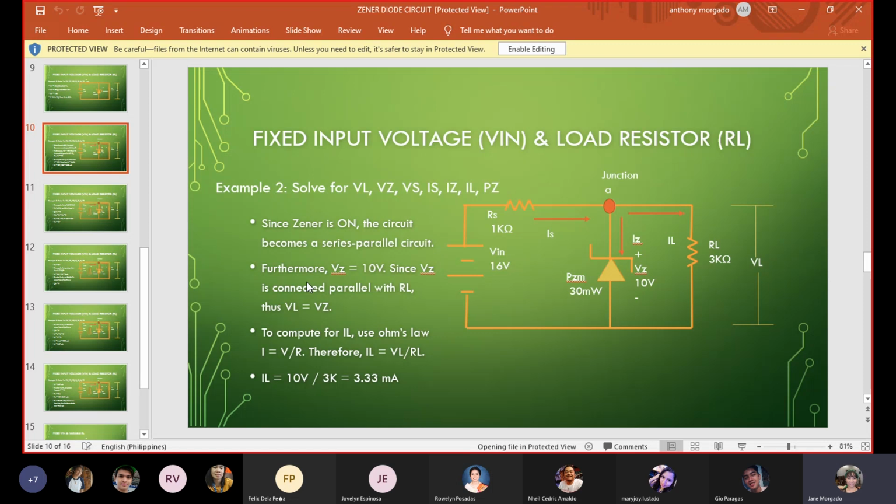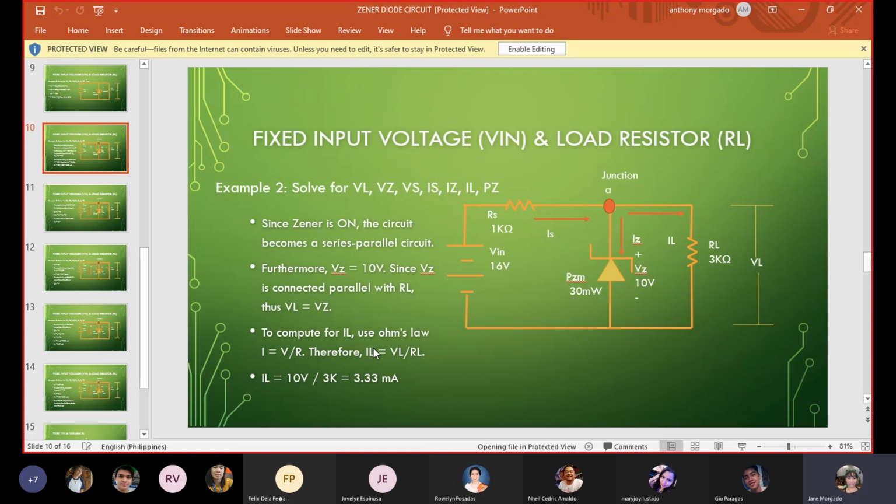Furthermore, VZ is equal to 10 volts since VZ is connected in parallel with RL. Thus, VL is equal to VZ. Kasi parallel nga sila. So, with VZ equal to 10 volts, then VL is equal to 10 volts. So, si VL, susunod na siya sa VZ, kasi si Zener, once it is on, acts like a supply na rin. Parang na rin siyang DC supply.